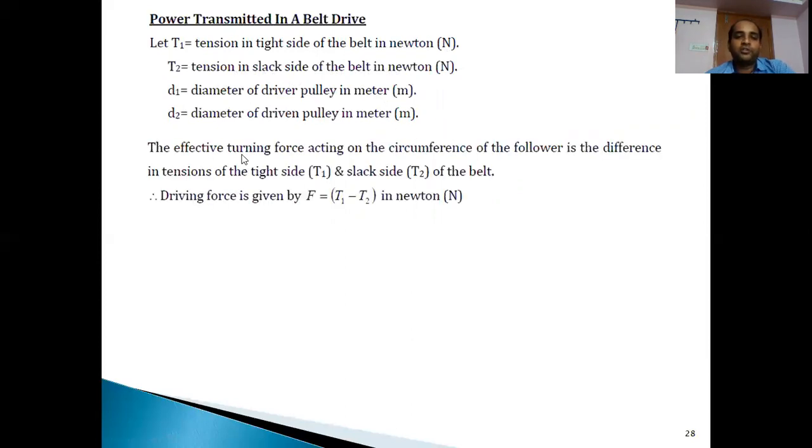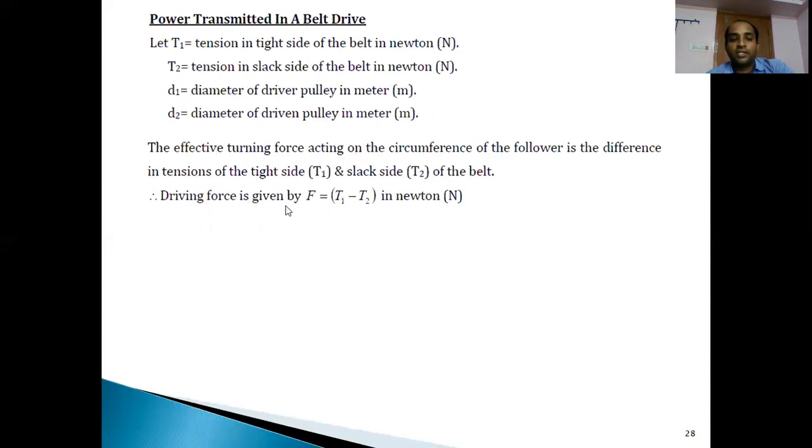Then the effective turning force. How does the turning force depend? It depends upon the circumference of the follower, and it is the difference between the tensions in the tight side and the slack side. As we have discussed, when the belts are under continuous motion, both the tensions T1 and T2 are not the same. That is the reason we derived previously the ratio of belt tensions, T1 by T2 is equal to e raised to mu theta. Because of this effect itself, we are calculating the turning force.